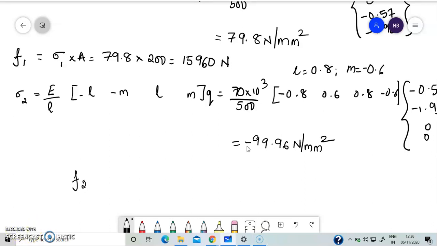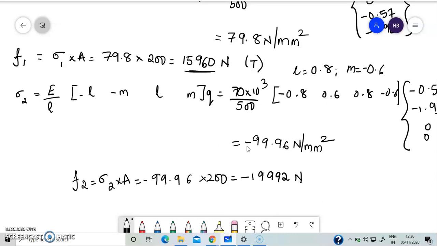So the force in member 2 can be given as sigma 2 into A, which is 99.96 into 200, which is minus 19992 Newton. Okay, so this positive sign here indicates that this is a tensile force, and this negative sign here indicates that it is a compressive force. So this is the end of the problem where you found out the stress and the forces in the given truss members. Thank you.